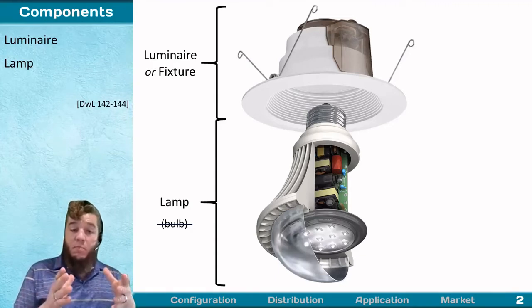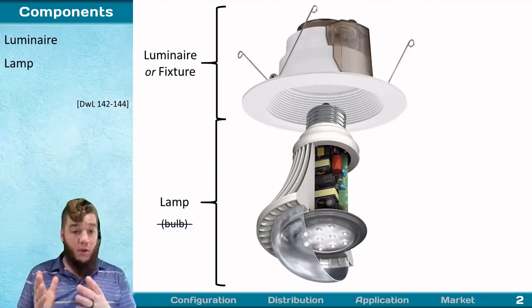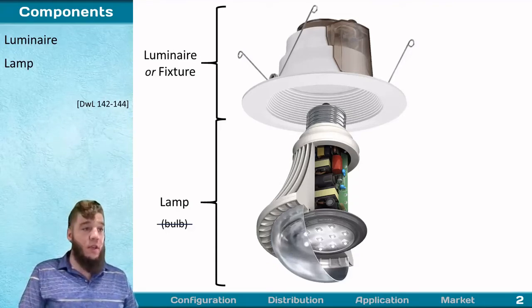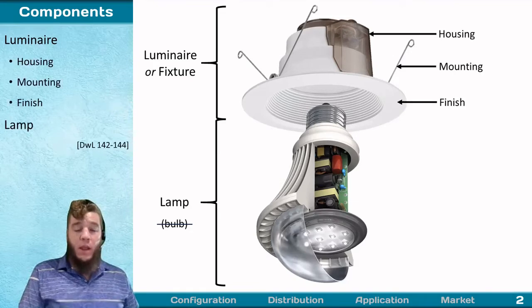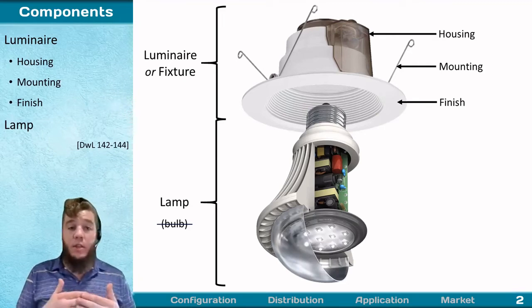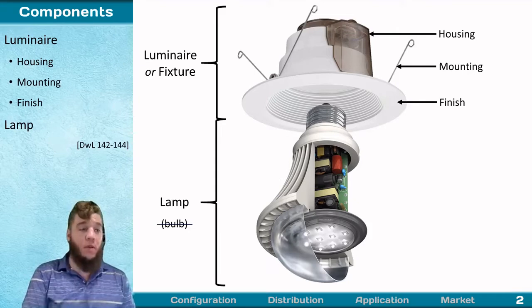So we have our basic two key elements, right? We have our luminaire and our lamp. Now, taking a look in a little more detail, we can consider with the luminaire, the housing, the mounting, and the finish. And these are all configurable elements for architectural luminaires.